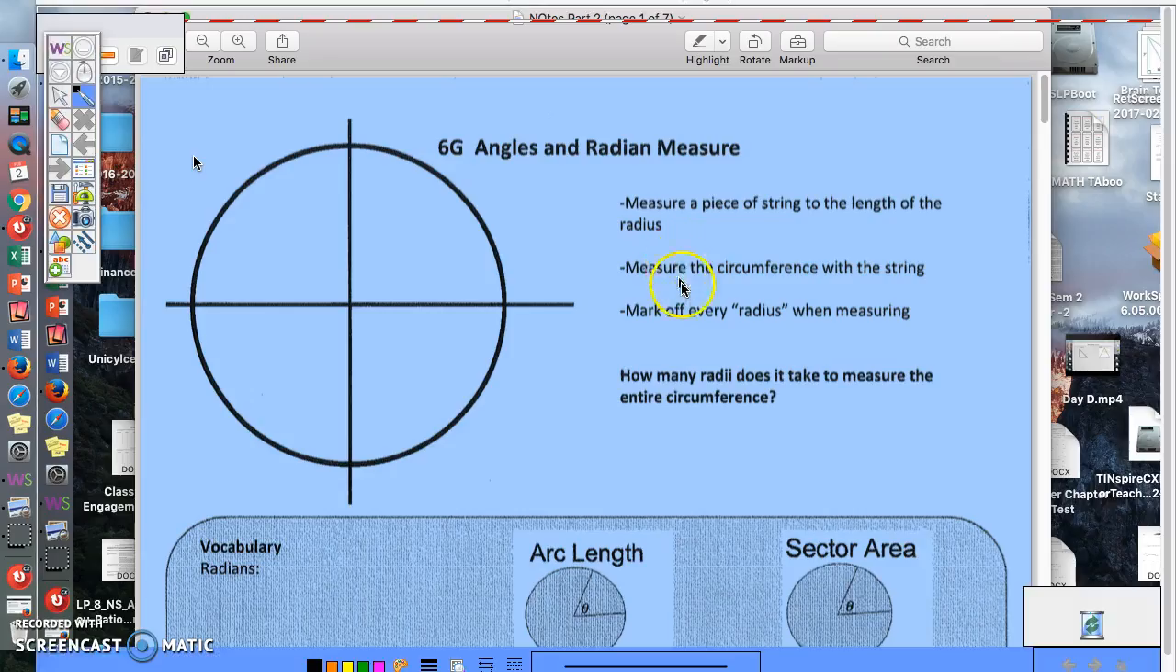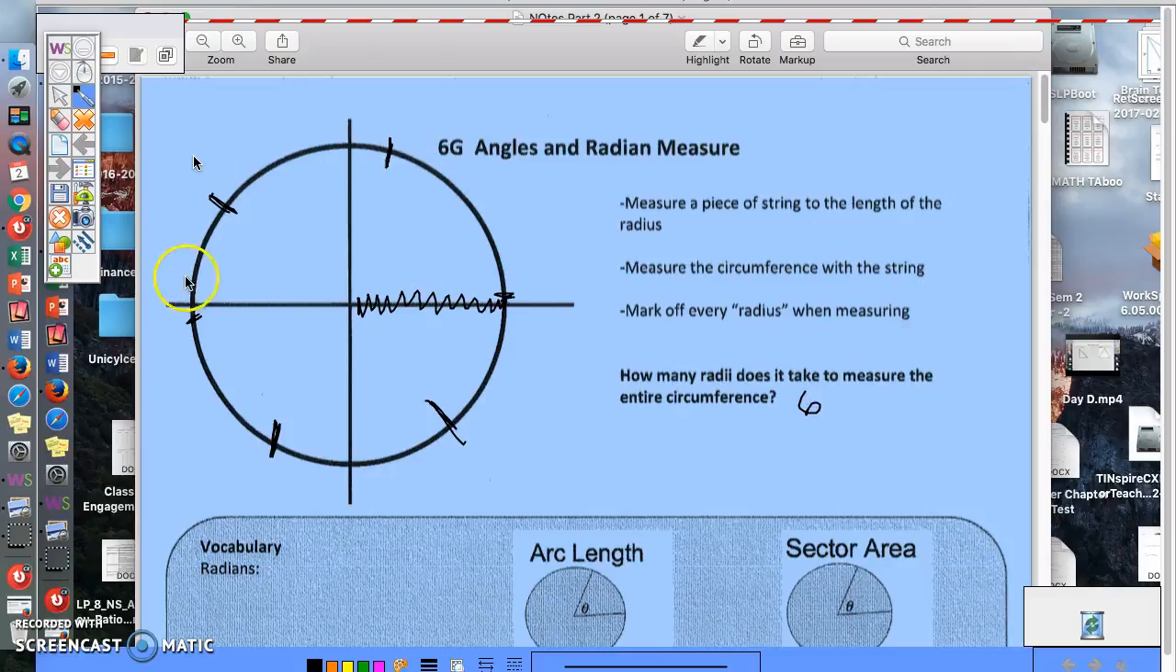So what we did here in class is we took some string and measured the length of our radius, and then we started marking off around the circle. This was 1 length, 2 lengths, 3, 4, 5, and 6 all the way around. And we said it takes about 6 radiuses to get all the way around the circle.